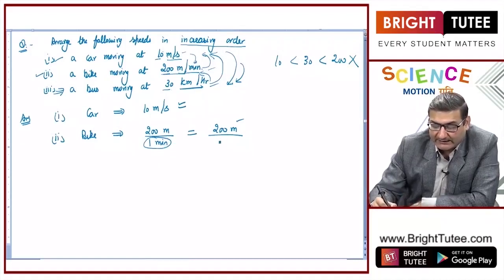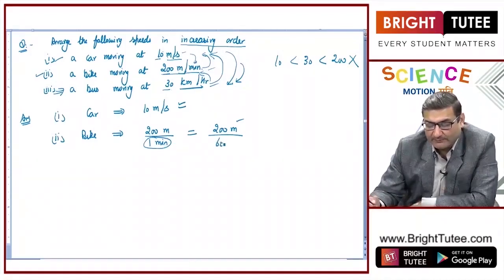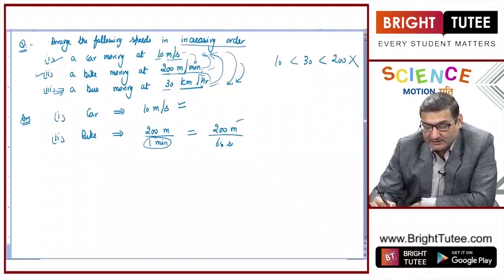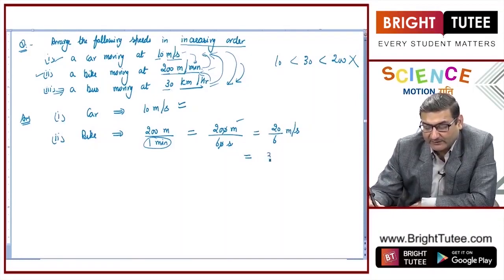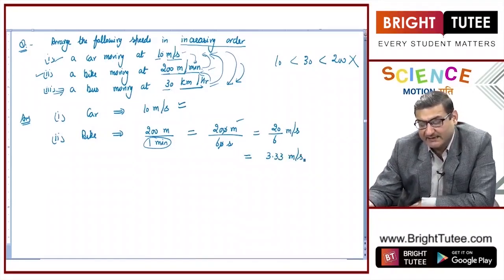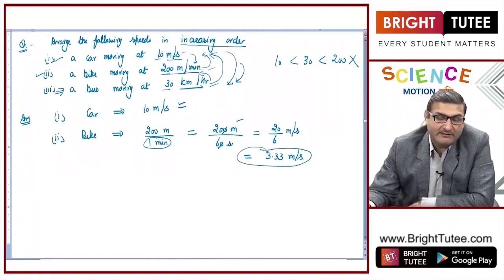Instead of writing 1 minute, I can of course write 60 seconds. So, now if I calculate, it comes out to be 20/6 meters per second, or if I calculate it further, it is 3.33 meters per second. This is the speed of the bike.